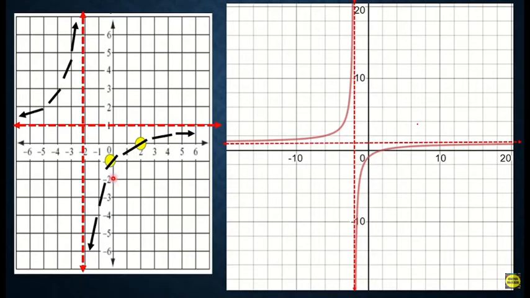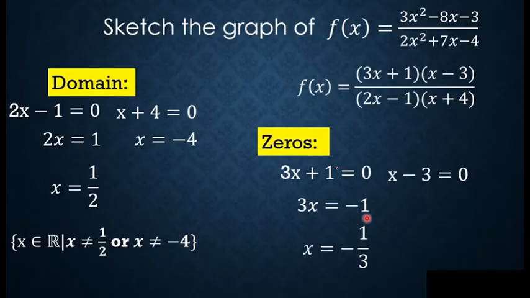Using Desmos, this is the graph. It approaches our domain and range restrictions but does not touch them. Next, sketch the graph of the function f(x) equals 3x squared minus 8x minus 3 over 2x squared plus 7x minus 4.